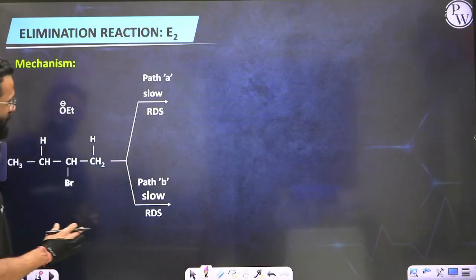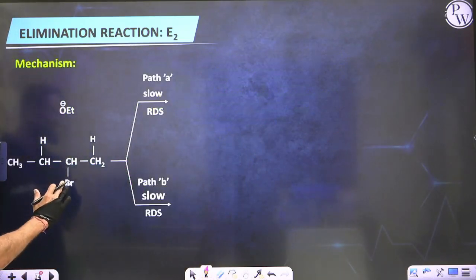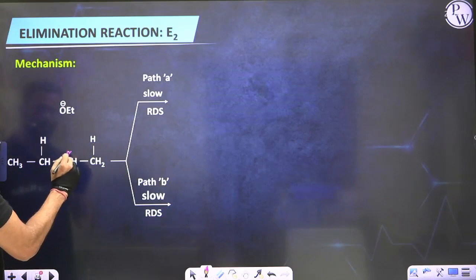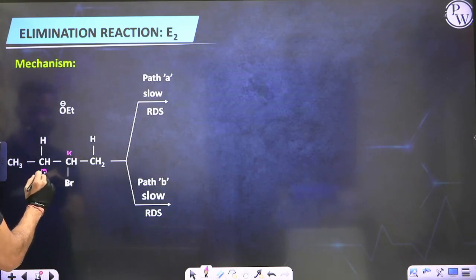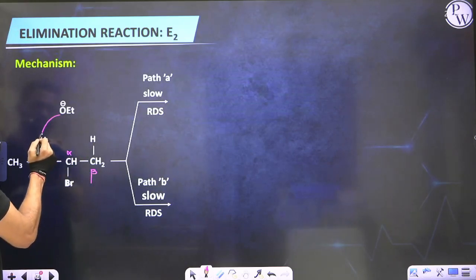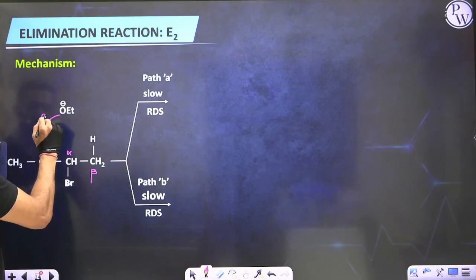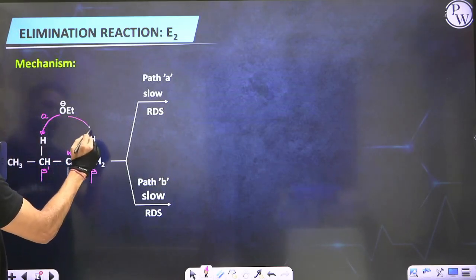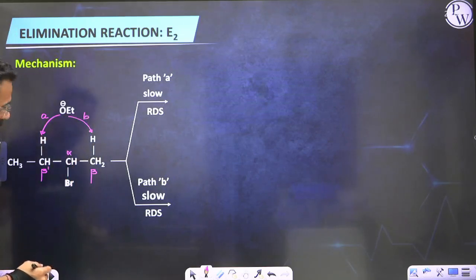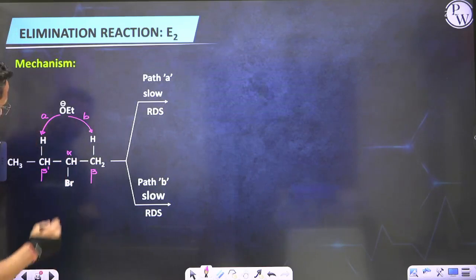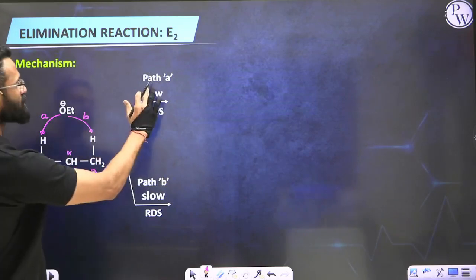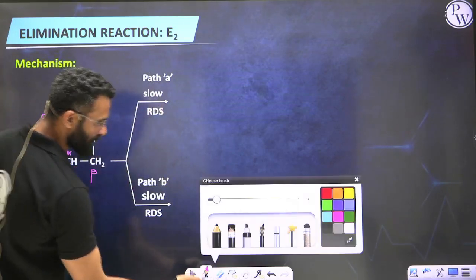So, we have got a secondary alkyl halide treated with a strong base. With respect to this alpha carbon, let's call this the beta dash carbon and this the beta carbon. So, if the base abstracts the beta dash hydrogen atom, I'll call it path A. And if it abstracts the hydrogen from beta, I'll call it path B. Abstraction of a beta hydrogen and departure of the leaving group is taking place simultaneously in a slow step called the rate determining step. So now see here.